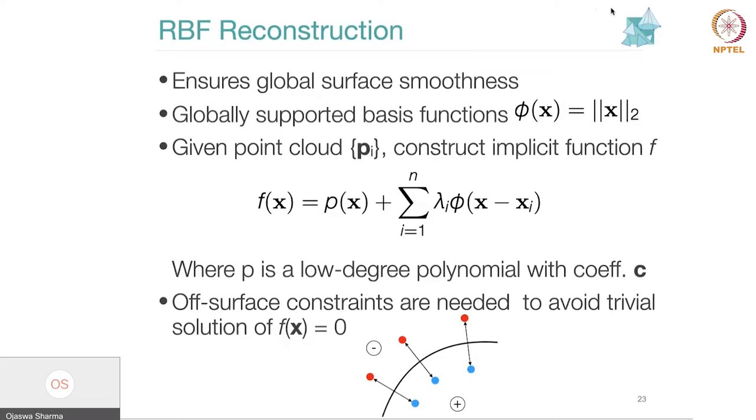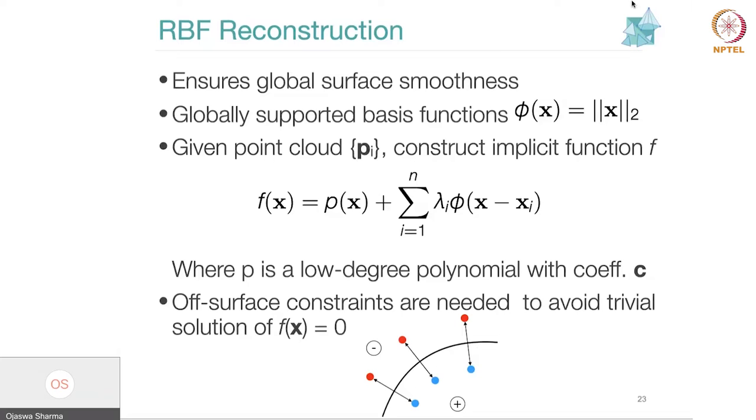Basically, given a point cloud p_i, you want to construct an implicit function f. Most of these algorithms work with implicit functions, and we have already discussed implicit functions yesterday. You will find that implicit functions find a great application when it comes to surface reconstruction. A lot of algorithms use implicits because they are very powerful. Implicit functions handle the topology of the underlying surface very well, and changes in topology are well captured in implicits. So this is the form of an RBF implicit function.